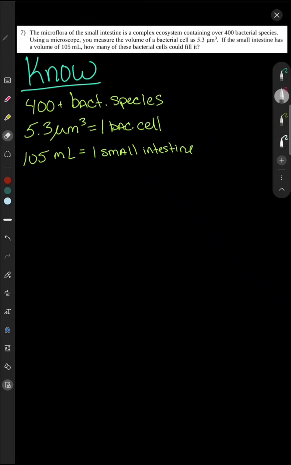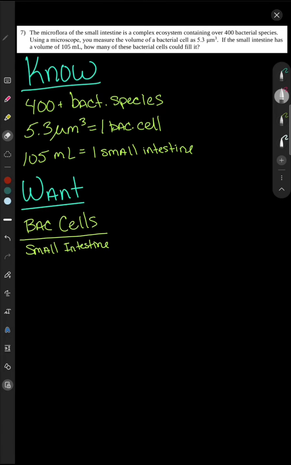Once you have identified your known information, you must identify your wants. In this question, we are interested in how many bacteria cells could fit in a small intestine, or bacteria cells per small intestine. With this information, we look for something we want and something we know. In this case, we will be focusing on the bacteria cells. We will use this information to write the first step in solving our dimensional analysis problem.